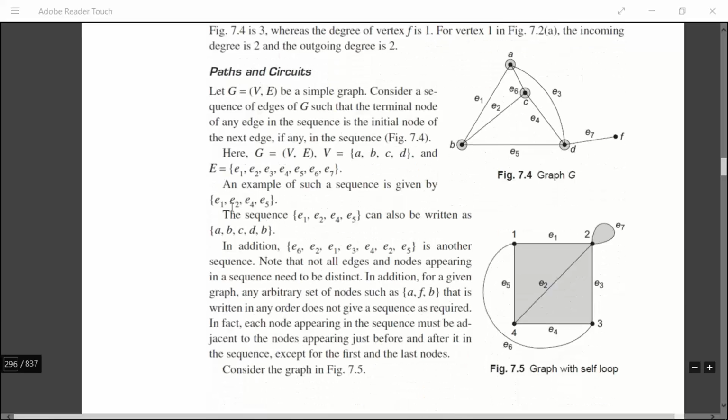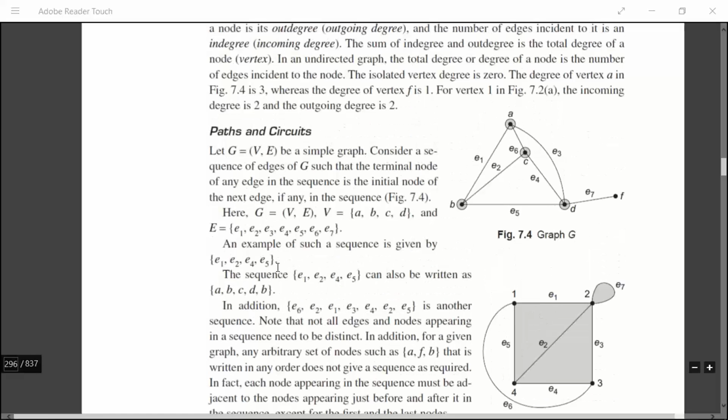That sequence, for example, is this: E1, E2, E4, E5. Let's see whether it is correct. A to B, yes, condition satisfied. B to C, yes, condition satisfied. E4, C to D, yes, condition satisfied. Next E5, D to B, yes, condition satisfied. Here again we are coming back to B, so it is closing the sequence. So the terminal node of any edge in the sequence is the initial node of the next edge, and this condition is satisfied for this sequence of edges: E1, E2, E4, E5.